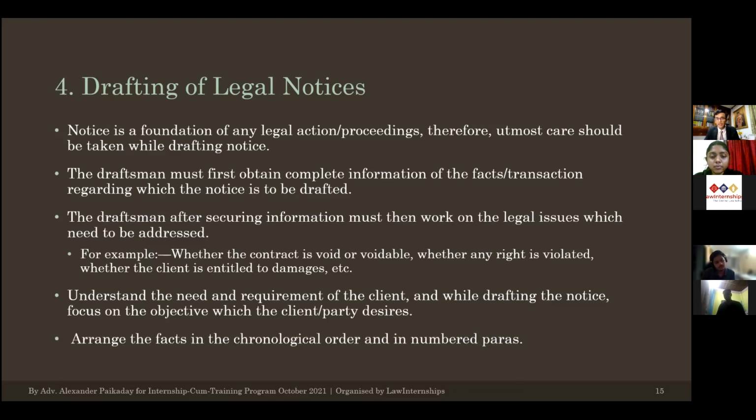Now, fifthly, arrange the facts in chronological order and in numbered paragraphs. The reason I say numbered paragraphs is that when you are in a court of law and the notice is brought to the judge for evidence purposes, the judge will ask where in the notice you have addressed a particular issue. If you have the para number, it is easy for the judge to know and easy for you to address them in the written pleadings.